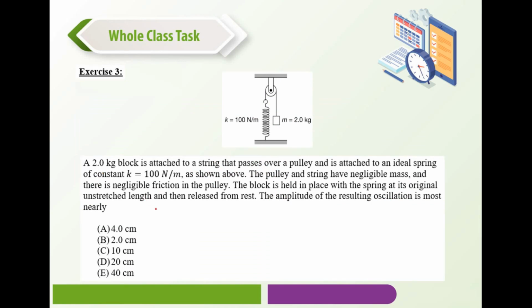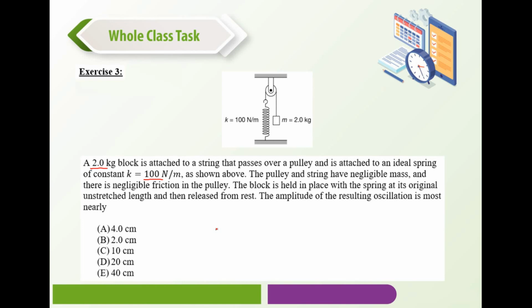Exercise 3. This exercise is very important. A 2 kg block is attached to a string that passes over a pulley and is attached to an ideal spring of constant K equal to 100 Newton per meter. We have the mass, we have the stiffness of the spring. The pulley and the string have negligible mass, and there is negligible friction in the pulley.